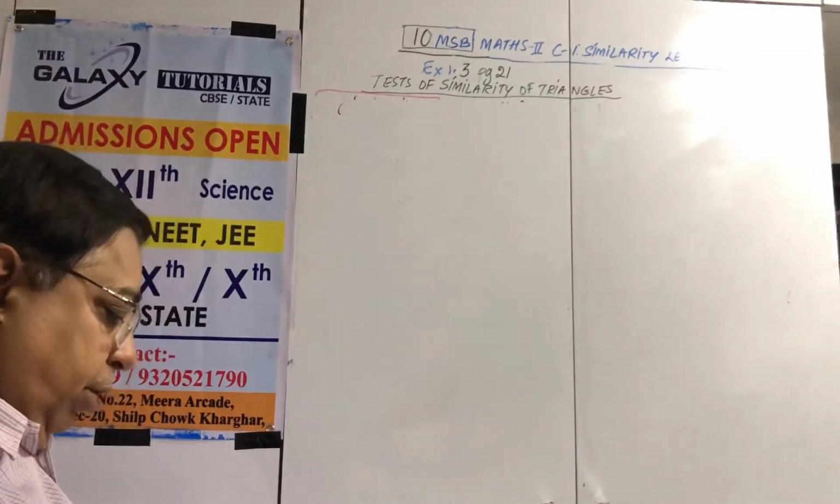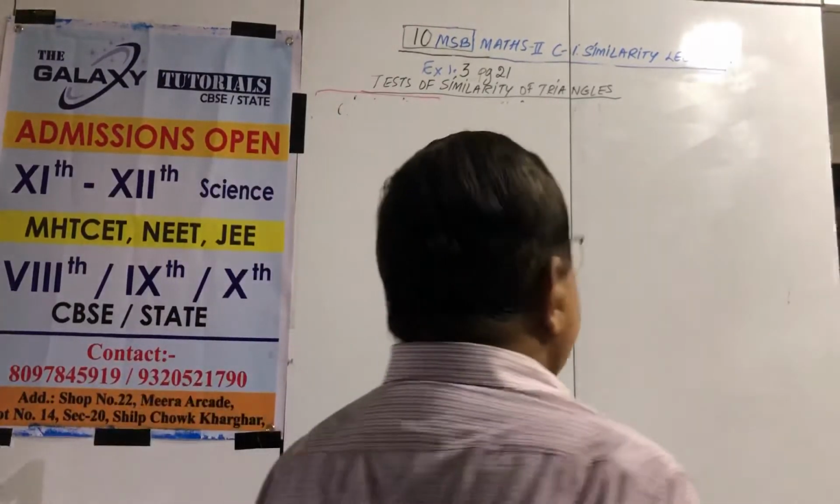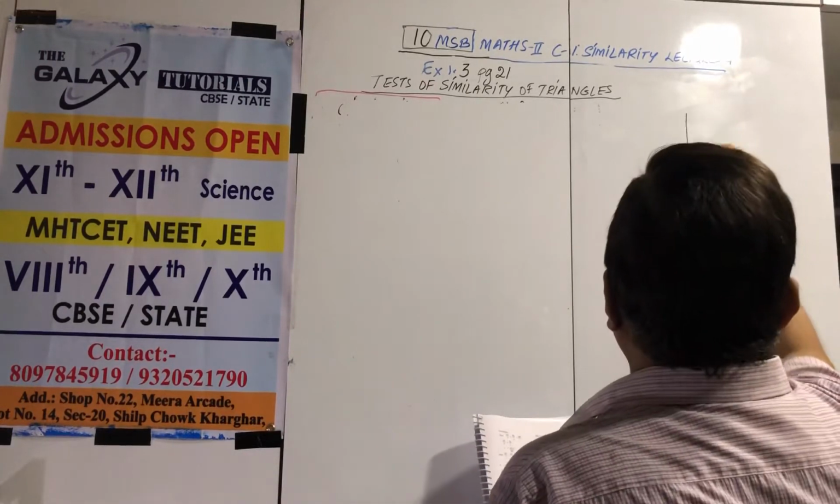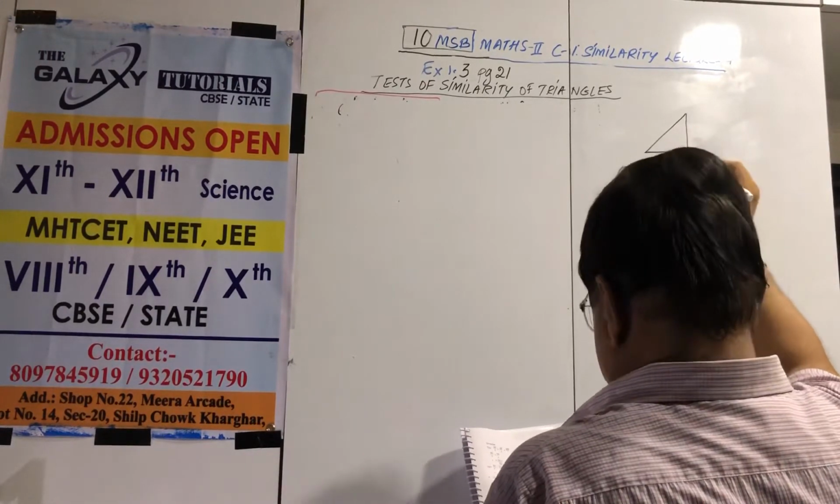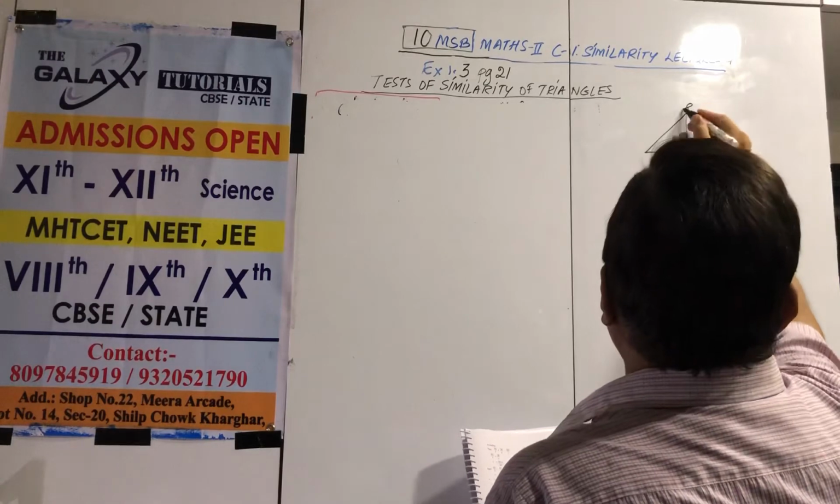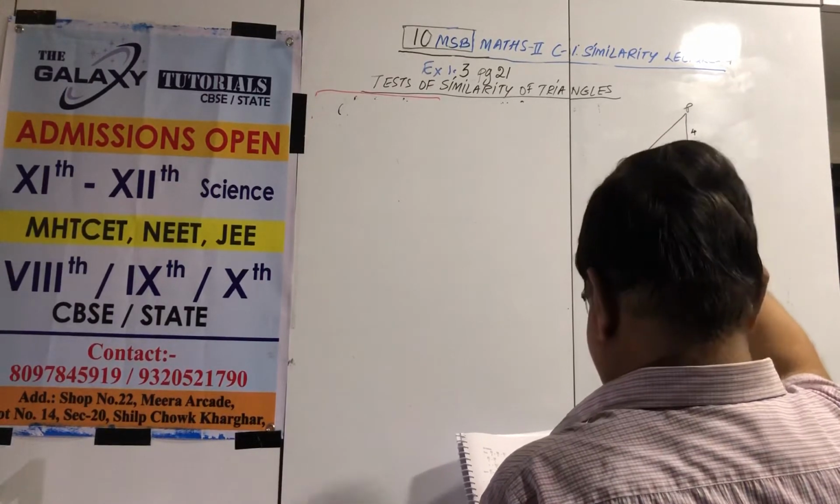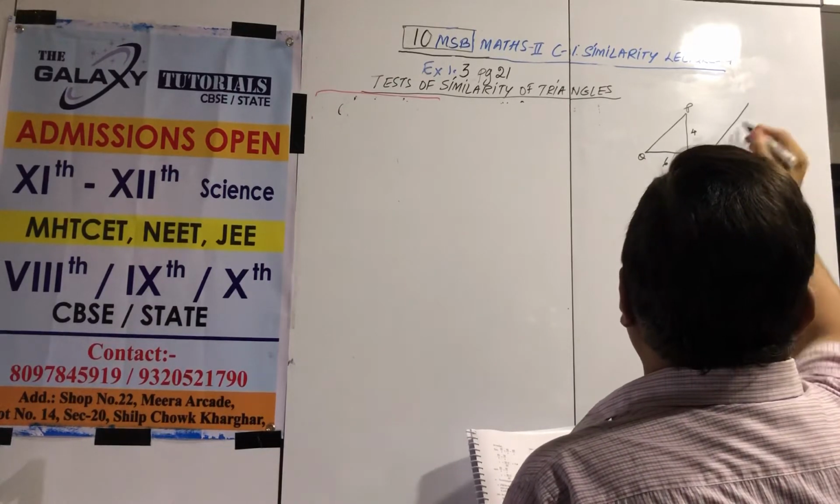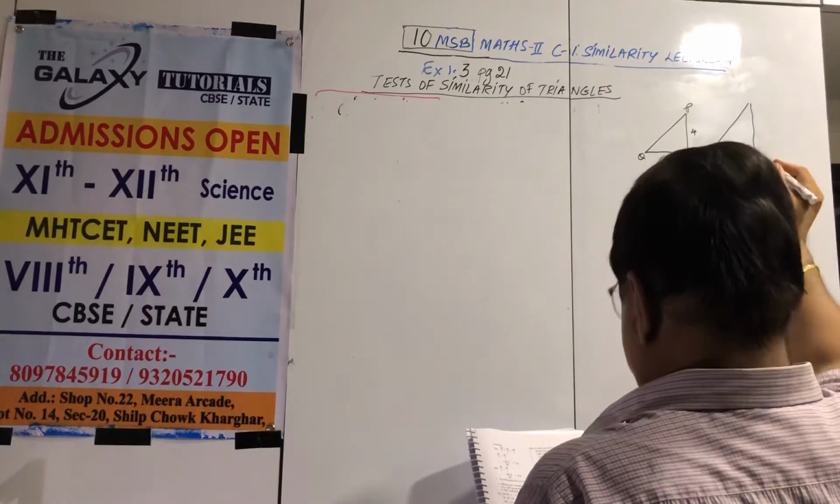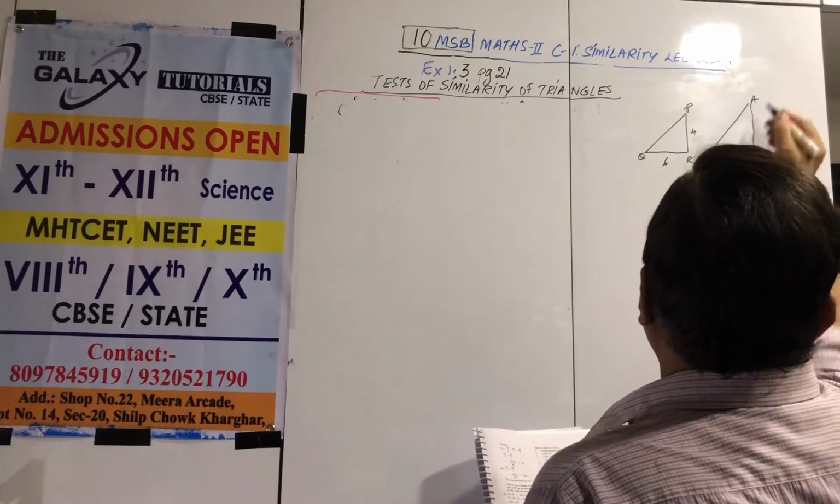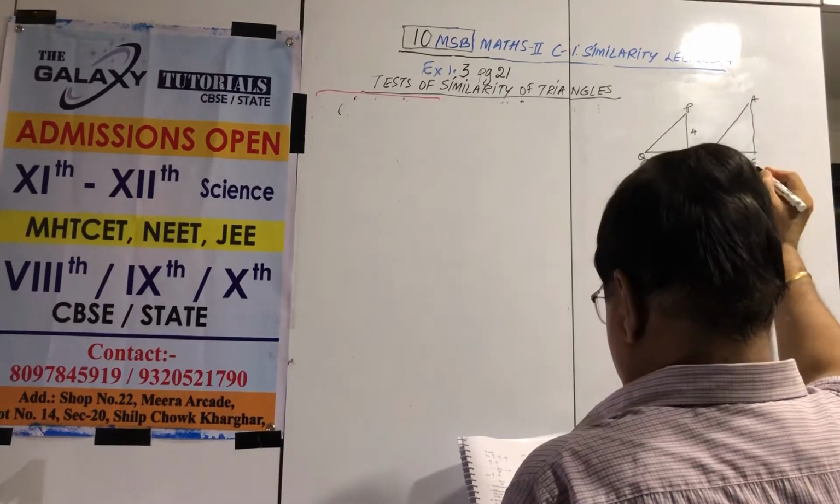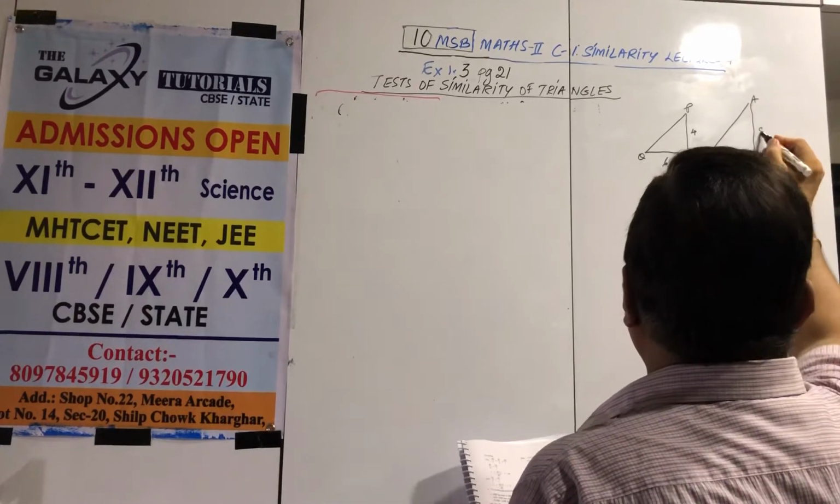In sum number 3, they have again given us two triangles. So I have a triangle here, which is labeled as PQR, and I'm told 4 and 6. And I'm given another triangle, ABC, and I'm told X and 8.